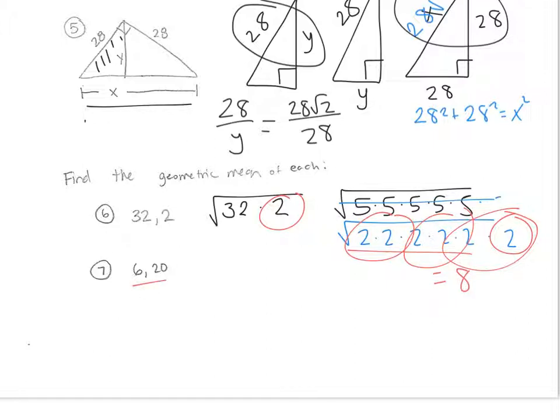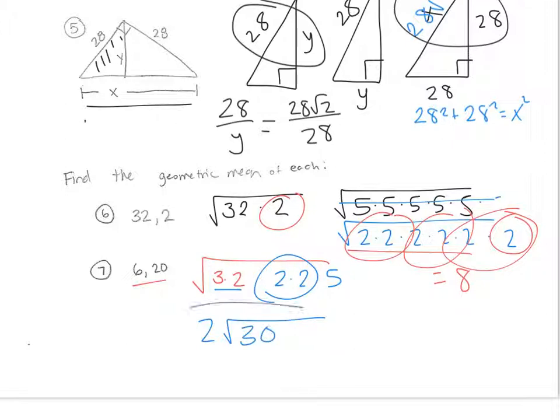And then the geometric mean of 6 and 20 is factor out 6 is 3 times 2. Factor out 20 is 2 times 2 times 5. Take this out for a group, so you have 2 times 3 is 6 times 5 is 30. So it's 2 root 30.